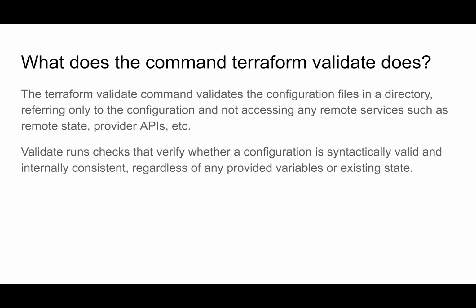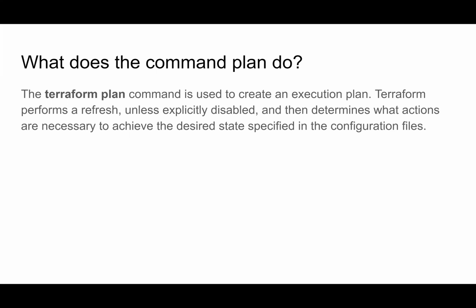What does the command terraform validate do? The terraform validate command validates the configuration files in a directory, referring only to the configuration and not accessing any remote services such as remote state, provider APIs, etc. Validate runs checks that verify whether a configuration is syntactically valid and internally consistent, regardless of any provided variables or existing state. What does the command plan do? The terraform plan command is used to create an execution plan. Terraform performs a refresh unless explicitly disabled, and then determines what actions are necessary to achieve the desired state specified in the configuration files.